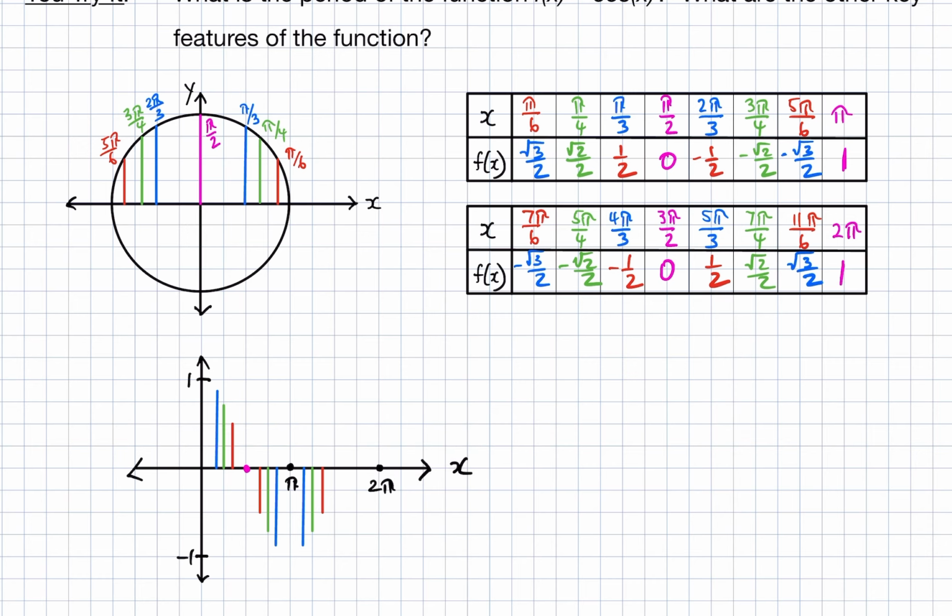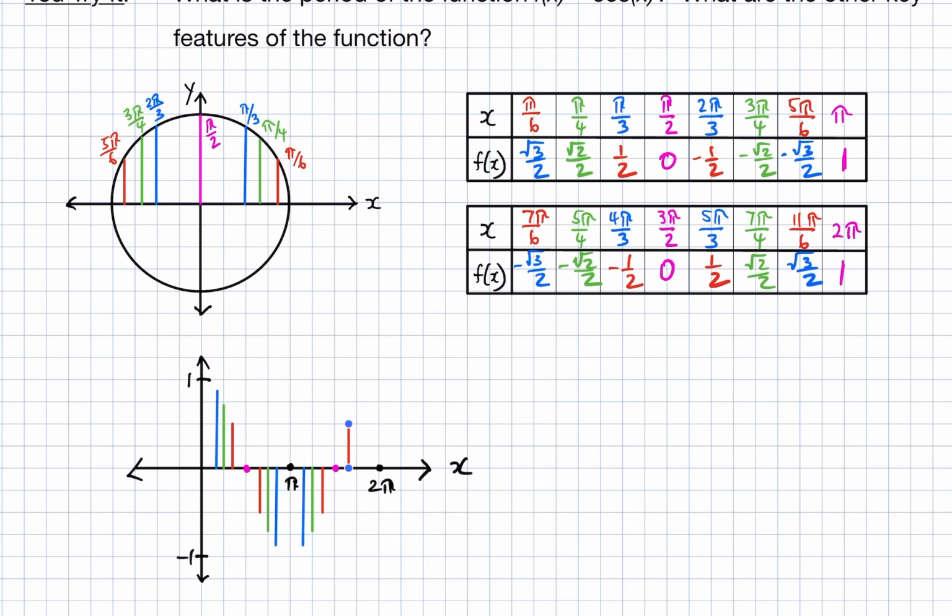Okay, and then cosine of 3 pi over 2 is 0. So we're going to just put a dot there. And then we're going to finish up the last quadrant. Cosine of 5 pi over 3 is 1/2. So that's going to put us about here. Oops, sorry, we're at the positive, not negative anymore. So that should put us right about there.